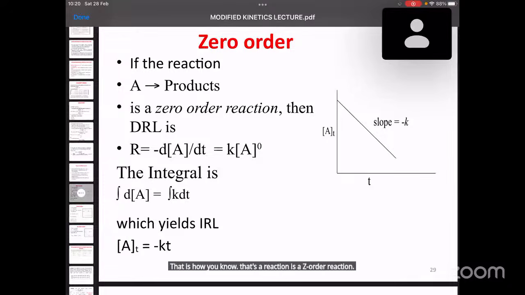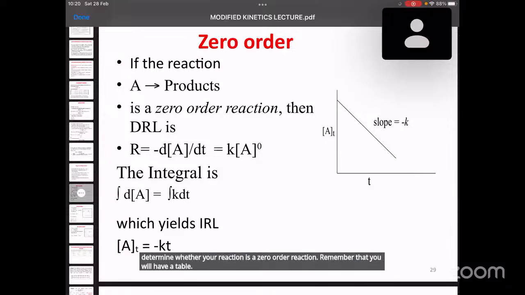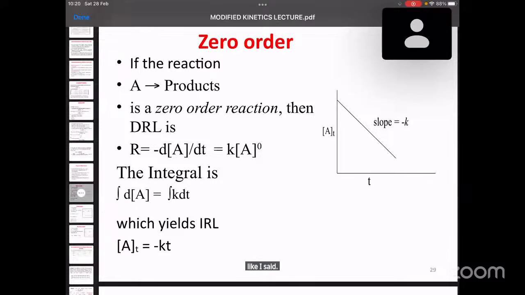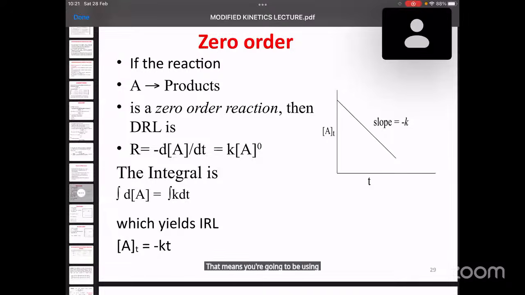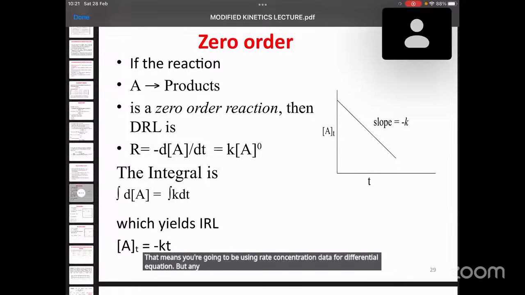But if you just want to use your integrated rate equation to determine whether a reaction is zero order, remember that the integrated rate law relates concentration with time for any reaction. So if anybody gives you rate concentration data, you're going to be using the differential equation. But anytime you have concentration time data, more often than not, you're going to be using the integrated rate law to interrogate your reaction.